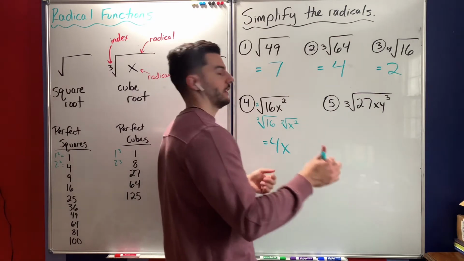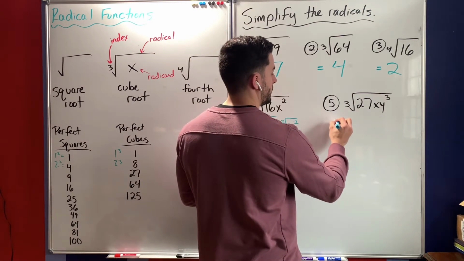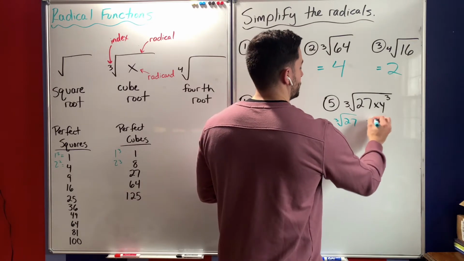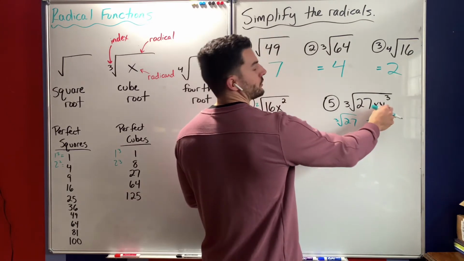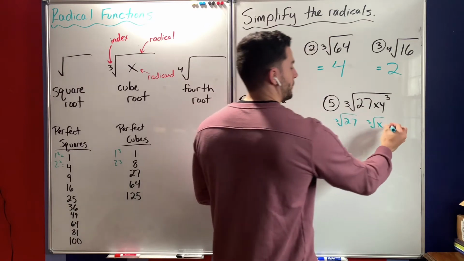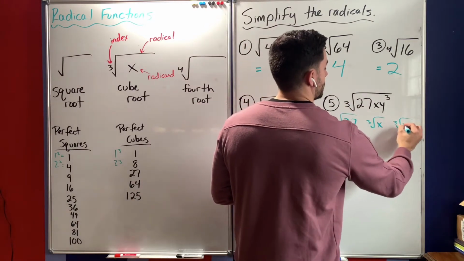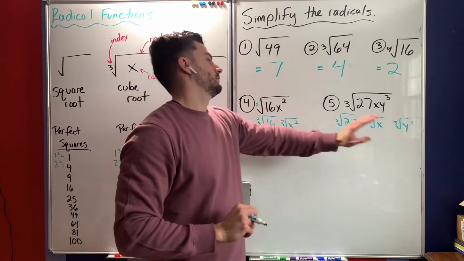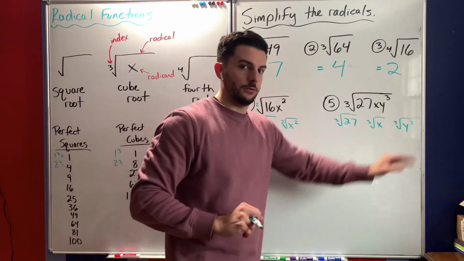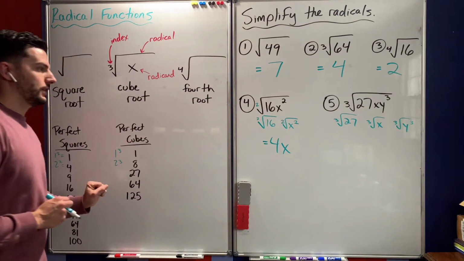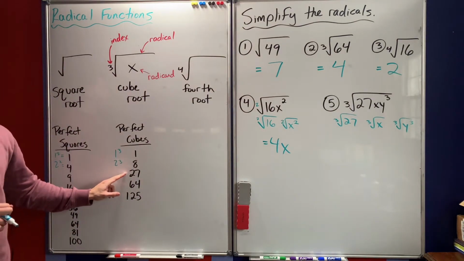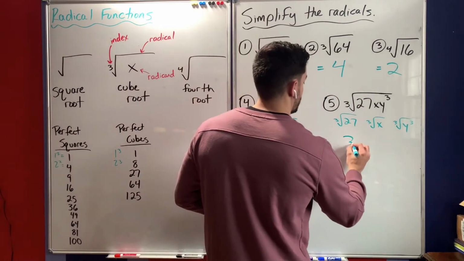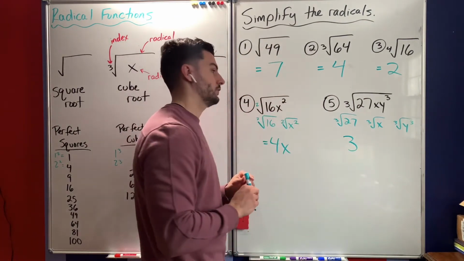Number 5, the cube root of 27xy cubed. Okay, so again, thinking about this, what can be helpful is break it up, at least in your mind. Cube root of 27, cube root of x. And even the x and y there, they kind of look lumped together, but we can even separate those, right? So the cube root of 27, cube root of x, cube root of y cubed. Okay, so the cube root of 27, again, 27 is one of my perfect cubes, right? So that's going to simplify down to just 3. Cube root of 27 is 3.